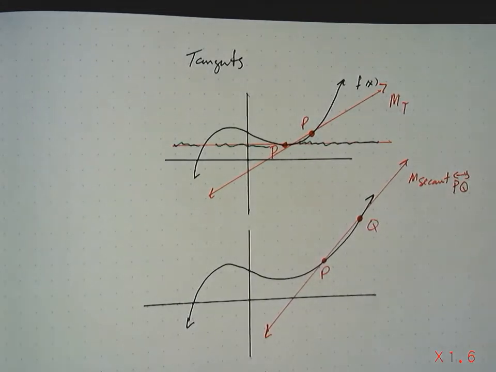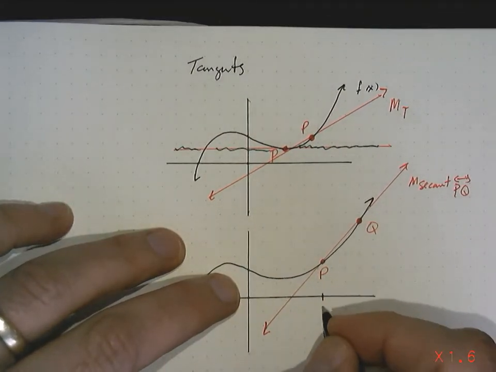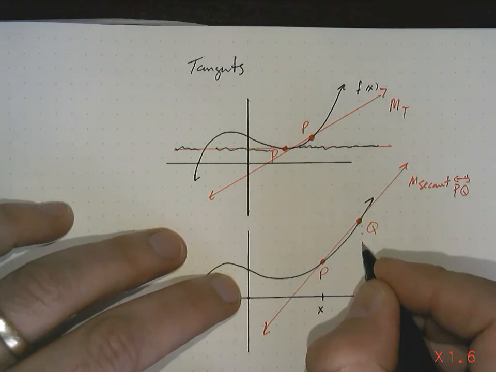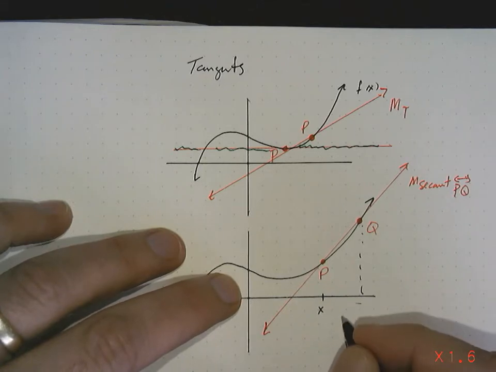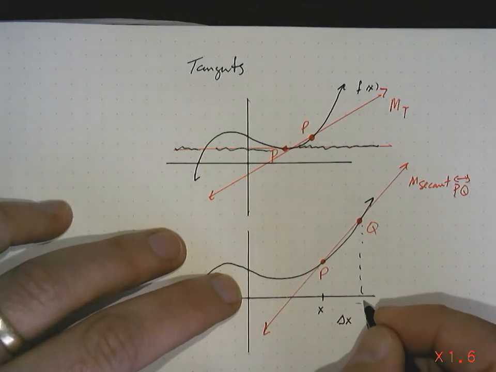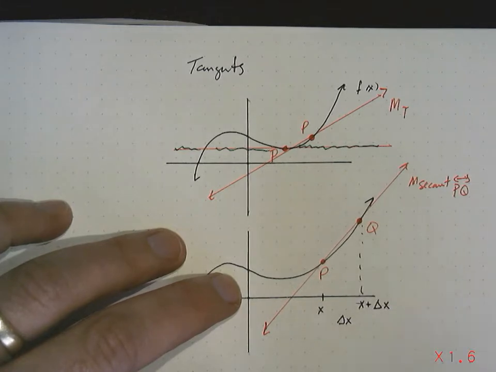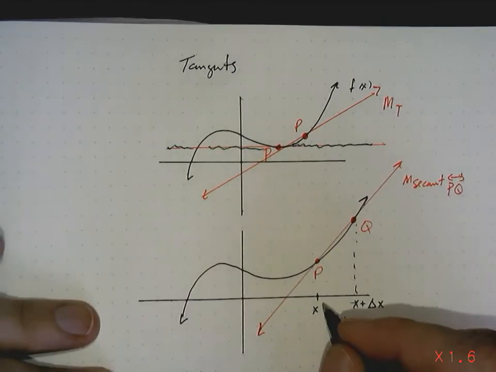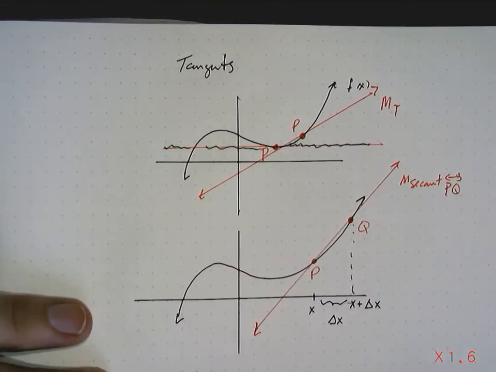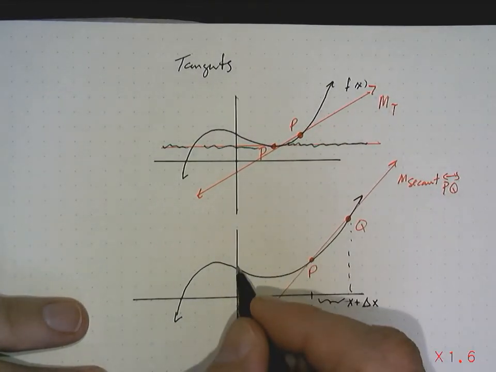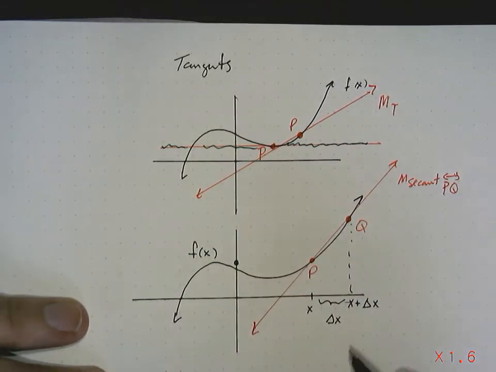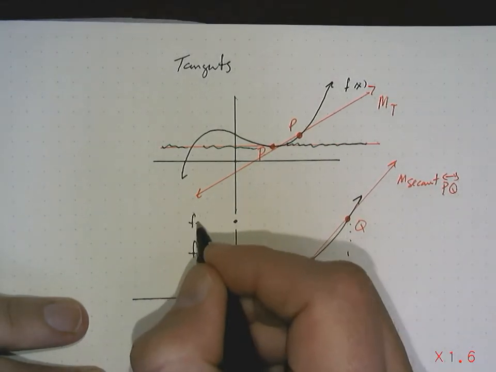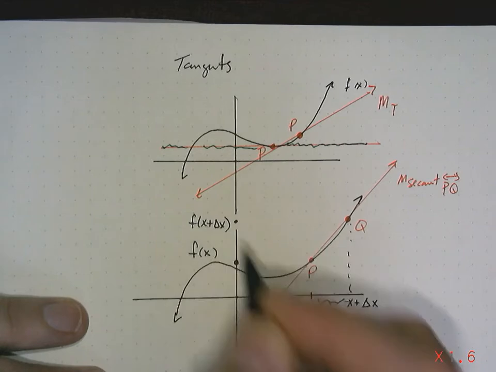Okay? If I think about this, if I allow this to be x, and I allow this to be another point farther along the x-axis, how far? I don't know. How about a change in x? So this will be the new point, x plus delta x. So this was a distance of delta x, whatever that might be. This is going to be a range value of f of x, and this will be a range value of f of x plus delta x.